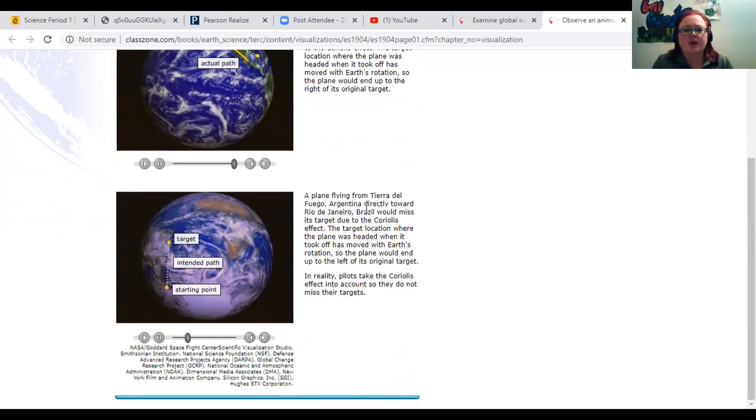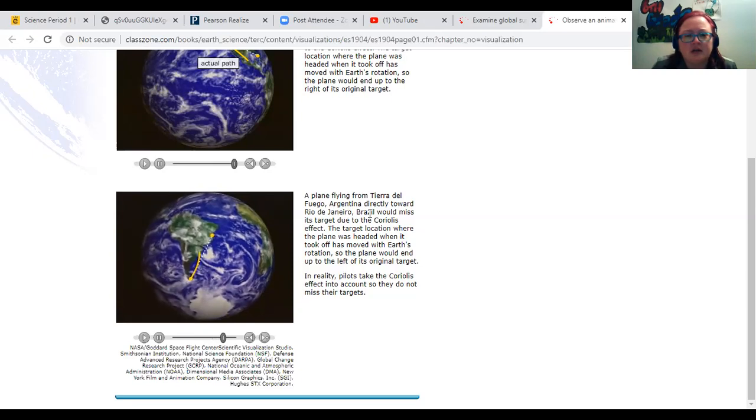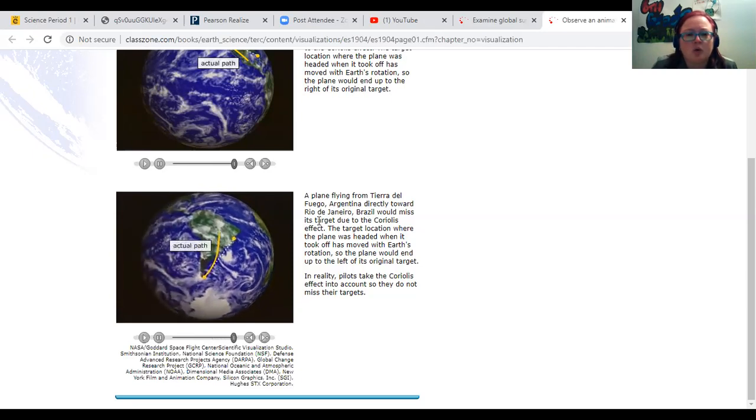A plane flying from Tierra del Fuego, Argentina, directly towards Rio de Janeiro, Brazil, would miss its target due to the Coriolis effect. The target location where the plane was headed when it took off has moved with Earth's rotation, so the plane would end up to the left of its original target. In reality, pilots take the Coriolis effect into account so they do not miss their targets.